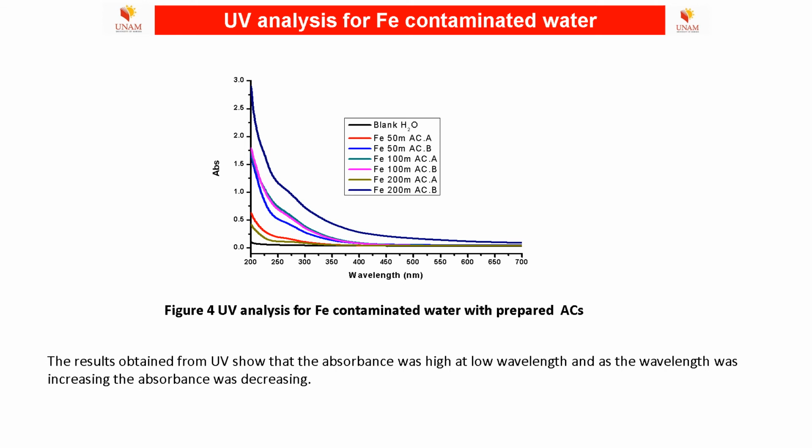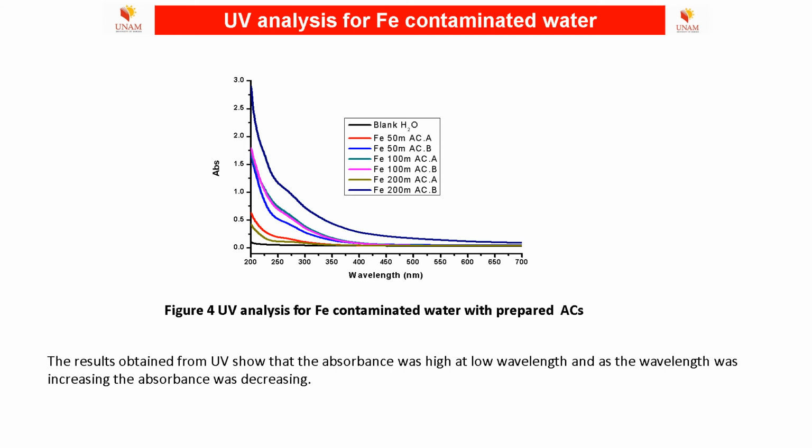Then UV analysis for iron contaminated water. You have the UV analysis for iron contaminated water with various prepared ACs. Blank water also has been done. So the results obtained from UV show that the absorbance is high at the lower wavelength. As the wavelength is increasing, the absorbance is decreasing. So for water, you can say a straight line will come from the lower absorbance to the higher.